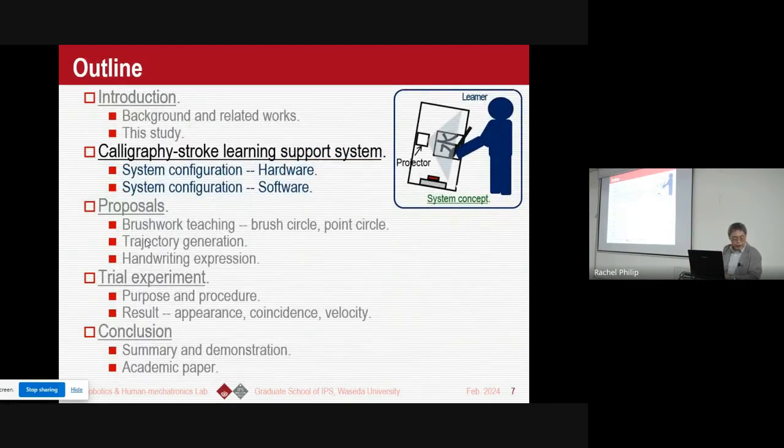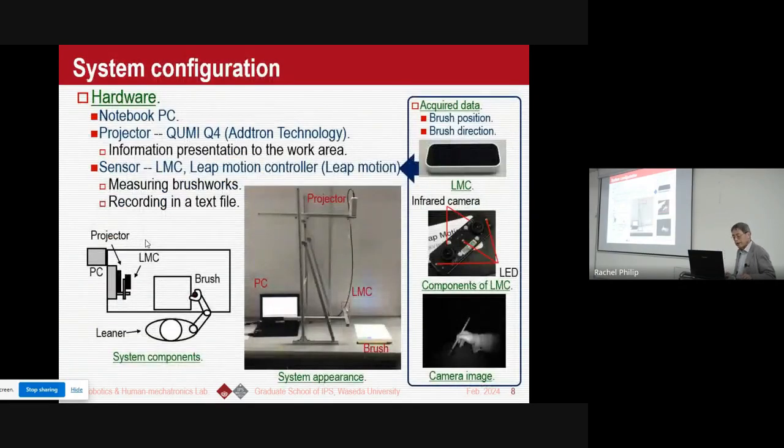So now we will introduce this developed system. This hardware is a simple combination of the projector, the projection system, and the Leap Motion sensor. The motion sensor is placed here.